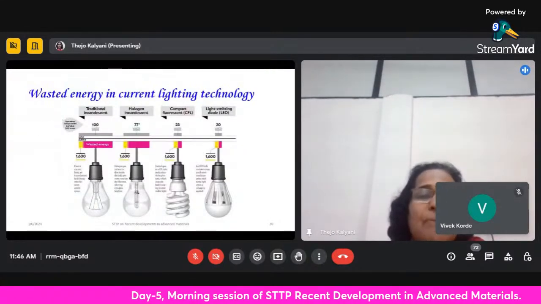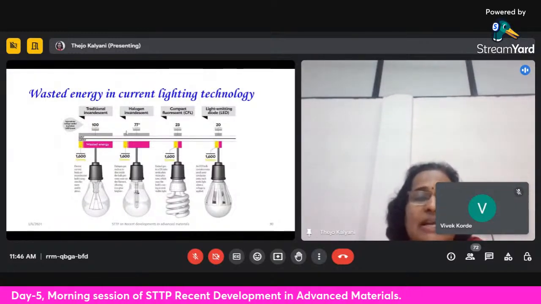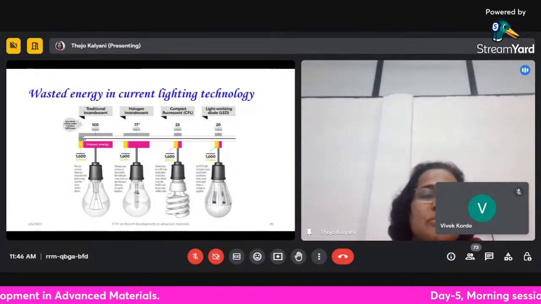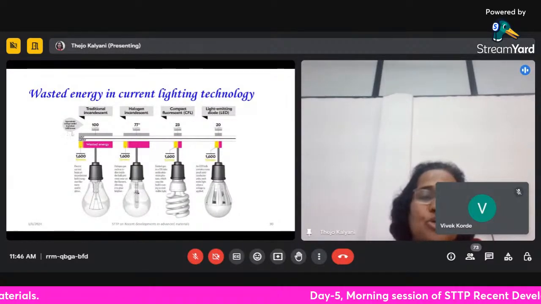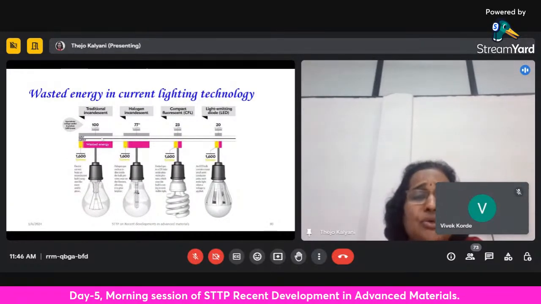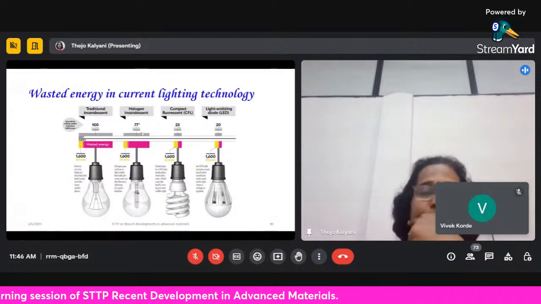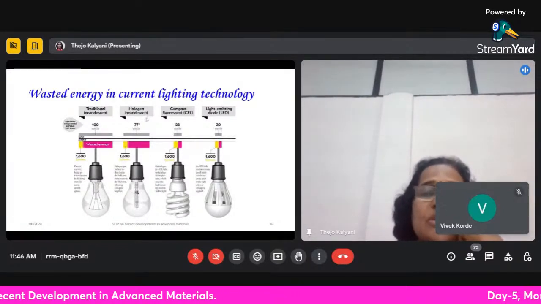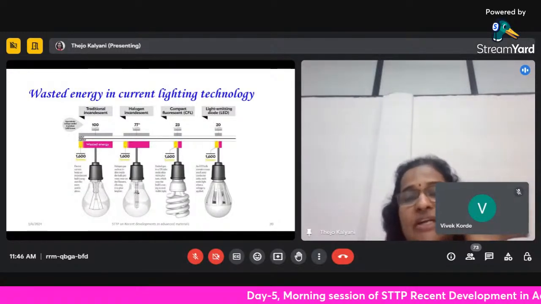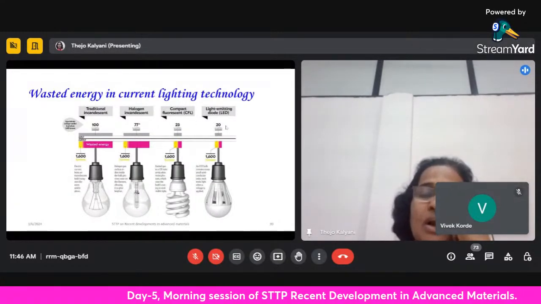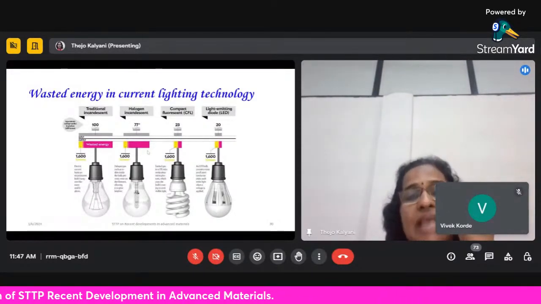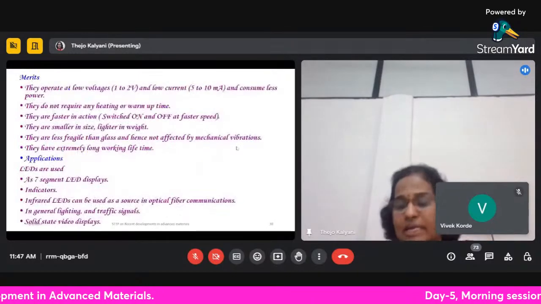So now, if you compare the amount of energy wasted in the current lighting systems, consider the approximate wattage needed to produce 1600 lumens. If my target is to produce 1600 lumens, with the traditional bulb I need to use a 100 watt bulb. For a halogen incandescent bulb, only 77 watts is required. For a compact fluorescent lamp, only 23 watts is required. And for LED, it's the minimum, that is 20 watts. This is how energy is saved with the help of LED usage.